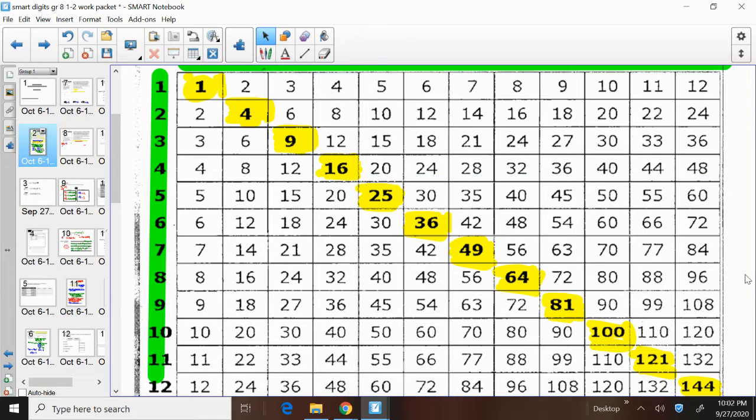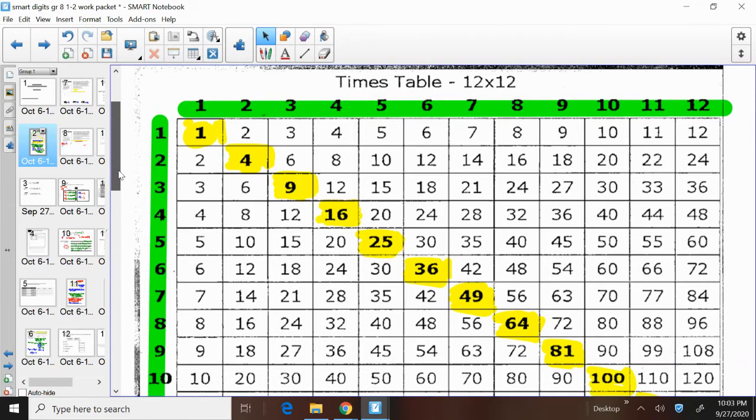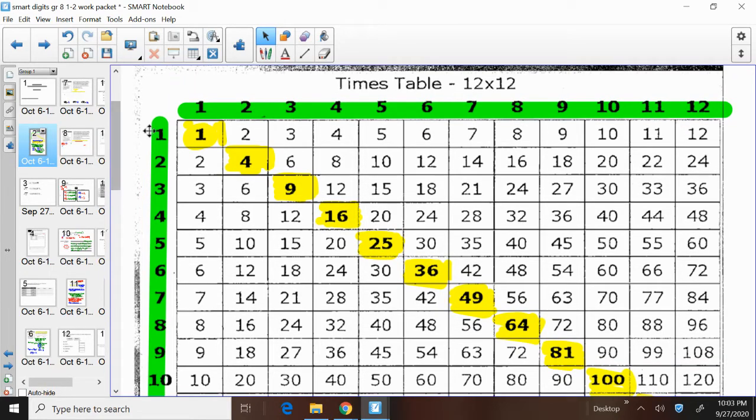So what do perfect squares mean? Perfect squares are the numbers that you get when you multiply a number times itself. For example, 1 times 1 is 1. So 1 is the first perfect square, because 1 times itself equals 1. 4 is the second perfect square because when I take 2 times 2, a number times itself, I get 4. So 4 is also a perfect square.